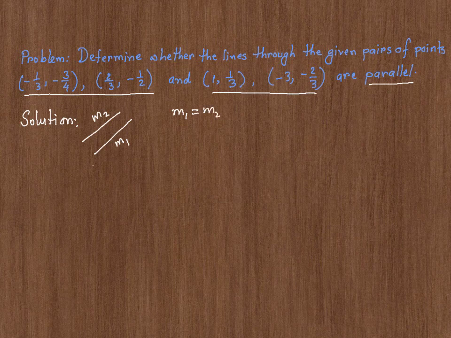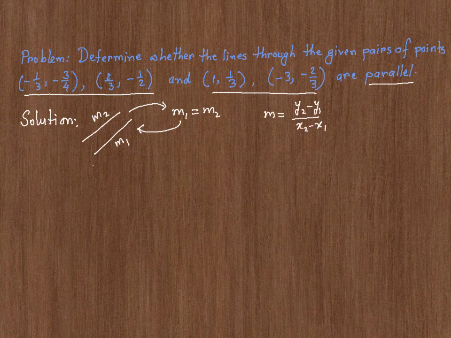This is a both-way implication, which means the following. If two straight lines are parallel, their slopes are equal. If the slopes of two straight lines are equal, then the lines must be parallel. So please keep that in mind. In order to find the slopes of these lines, we need to use the slope formula. M is equal to y2 minus y1 divided by x2 minus x1.